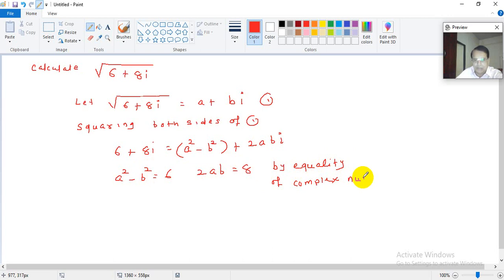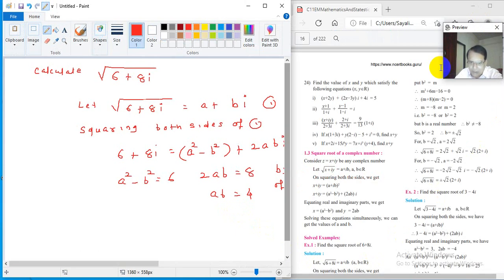I can say this by equality of complex numbers. Now because of that, 2ab is 8, that is, ab is 4. So I have to find the numbers whose subtraction of the squares is 6 and product is 4. So what will be these numbers? Product must be 4.